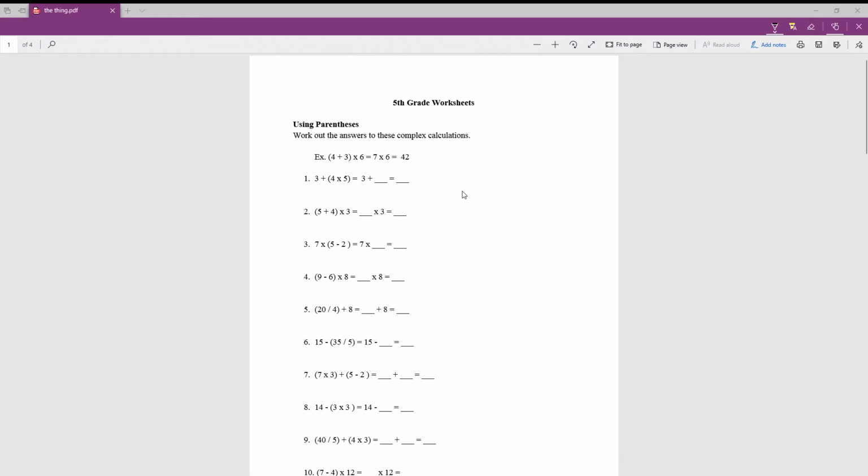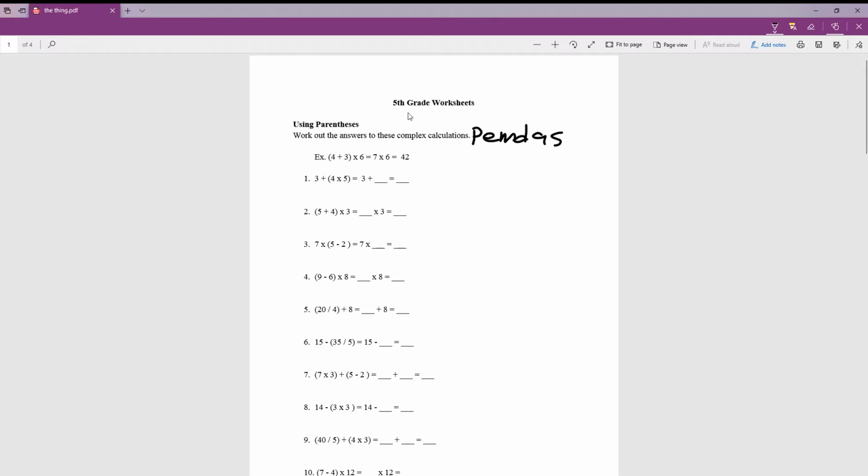Today, we're going to be starting off with parentheses. Work out the answers to these complex calculations. And to do this, first of all, you would need to follow the order of operations. And we have our nifty little acronym, PEMDAS. What PEMDAS stands for is parentheses, exponents, multiplication, division, addition, and subtraction. So write that down if you need to.